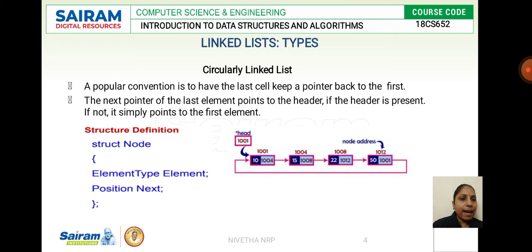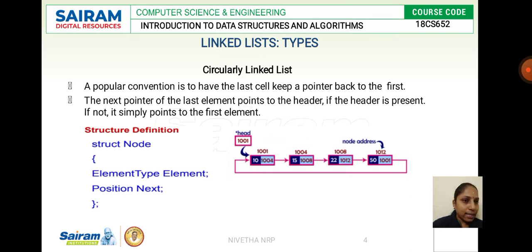See, here we have 10, 15, 22, 50. 10 is holding the address of 15, 15 is holding the address of 22, and 22 is holding the address of 50. What about 50? In the case of a singly linked list it will be null. Even for a doubly linked list it will be null. The address of 50 will be null.